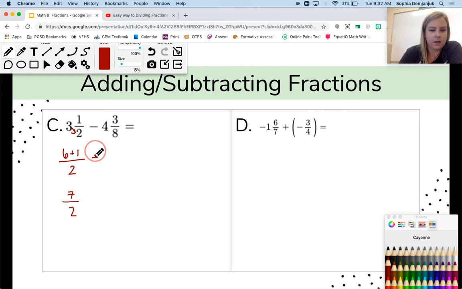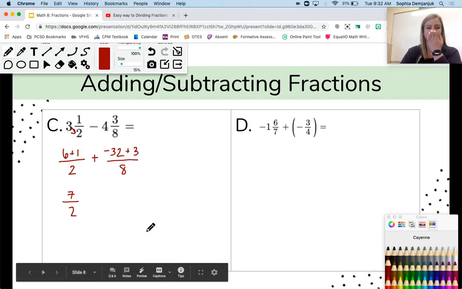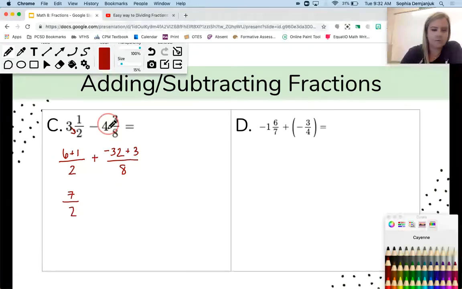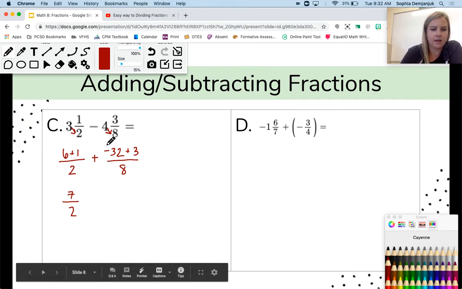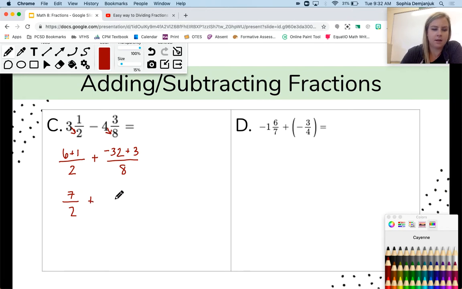Negative 4 times 8 will give me a negative 32. I'm going to need to add the numerator to that, the 3, and keep the denominator in the bottom. If you didn't see that, I just did negative 4 times 8, added it to the numerator, brought down the bottom. And now my second fraction I can simplify. Negative 32 plus 3 in the numerator gives me negative 29 over 8.